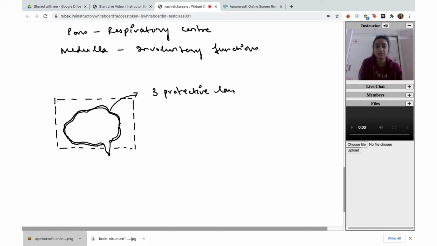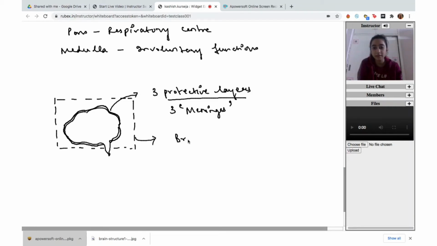ठीक है, तीन protective layers आती है brain के ऊपर. And what are these protective layers known as? They are known as meninges. ठीक है, meninges. So there are three meninges which protect the brain. एक तरीके से किसी भी इंजरी से they're important for protecting. ठीक है, उसके बाद what is this outer box that I have drawn?